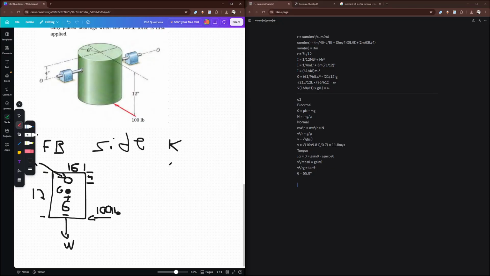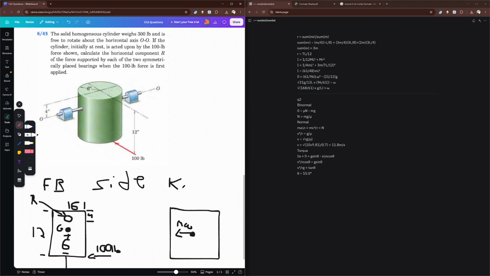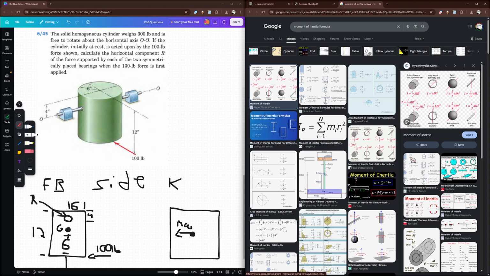Now for the kinetic diagram, still the same side view. From the center of gravity, the force is acting in this direction, ma, like so. So now we can get into calculating this. We have that the moment of inertia about the center of gravity is equal to a quarter m r squared plus 1 over 12 m h squared, like so. And you can get those from here.